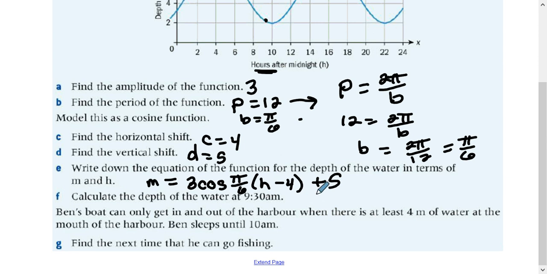So type this in your calculator. It takes a little bit of time to type this in. So see if you can get the answer out. Pause it, see if you get the right answer, and I'll explain a couple of things that you have to be careful about.